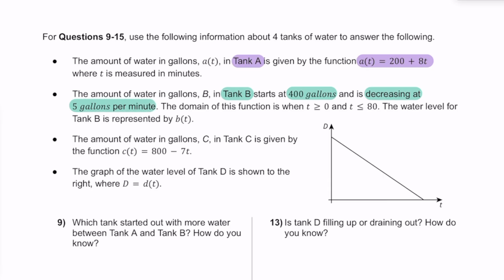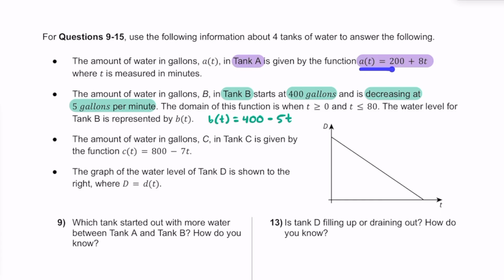So we actually don't even have a function for this one yet. So we have our A of T function, but what about our B of T function? Let's go ahead and write it so it's more clear. Let's say it's starting out with 400 gallons, so I'm going to write 400, but then it's decreasing, so we're going to take away 5 gallons per every minute. So I'm going to say minus 5t.